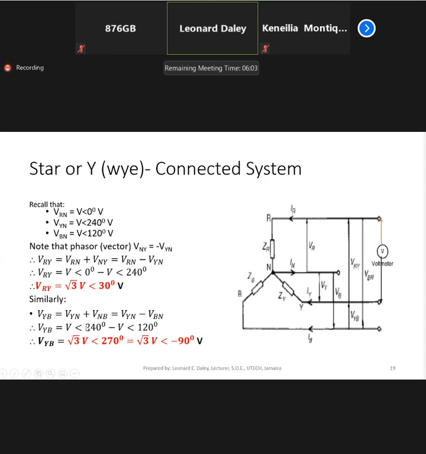And we get V angle 240 minus V angle 120, and we end up with root 3 V at angle 270 degrees. Now, as I told you before, your calculator would say it's at angle minus 90 degrees or minus j. So I represent it here also, so that you will know that it's the same thing.